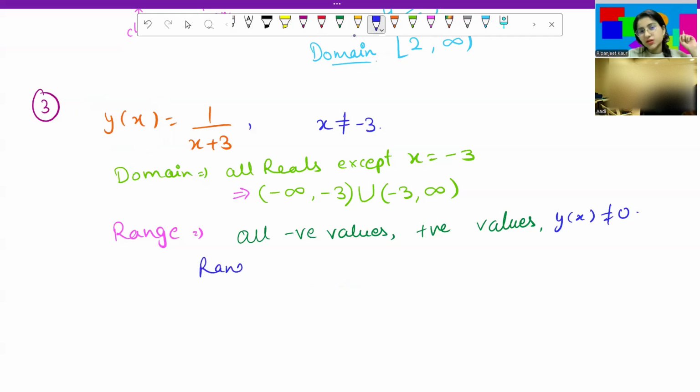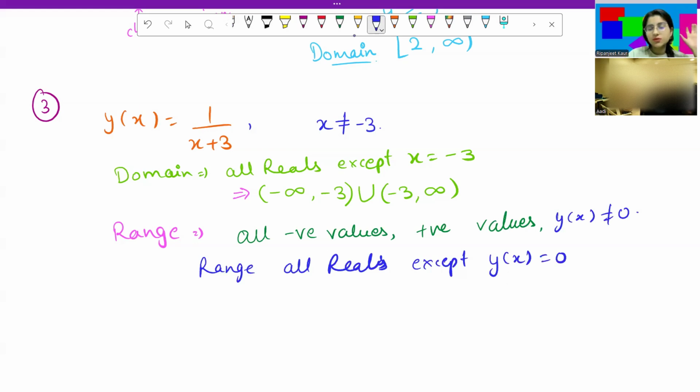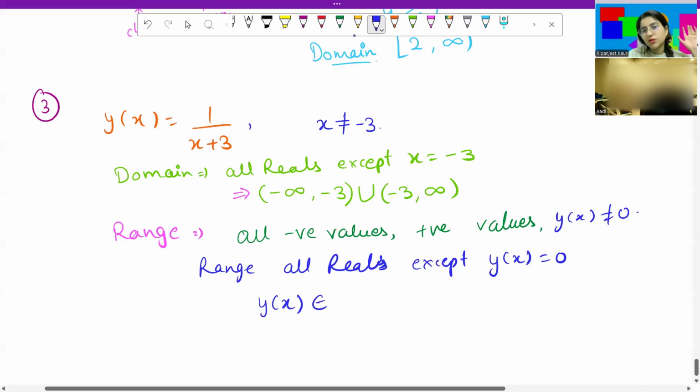It can be all positive values, all negative values, but y of x cannot be 0. So its range can be all reals except y of x equal to 0. That means y of x should not be equal to 0. That is all its range is. So range is y of x belonging to the set of real numbers and y of x not equal to 0.